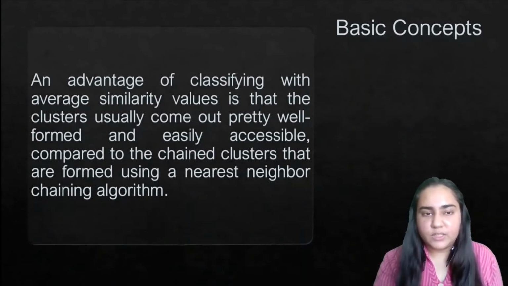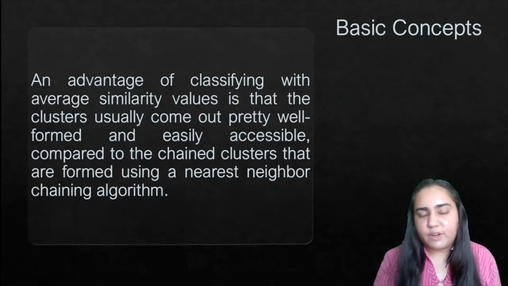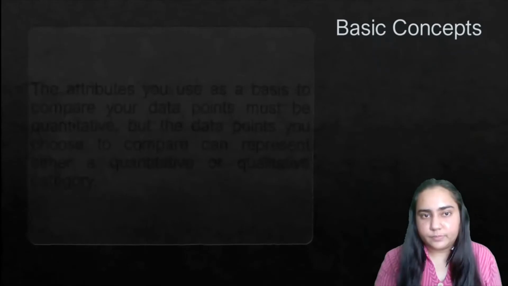An advantage of classifying with average similarity values is that the clusters usually come out pretty well. And they are easily accessible compared to the chained clusters that are formed using a nearest neighbor chaining method. So this is a very simple method. Average nearest neighbor is a very simple method to classify your data and form clusters.